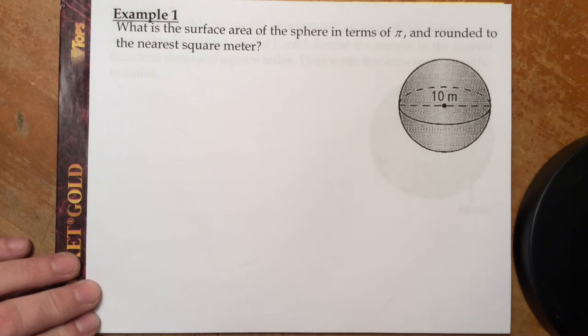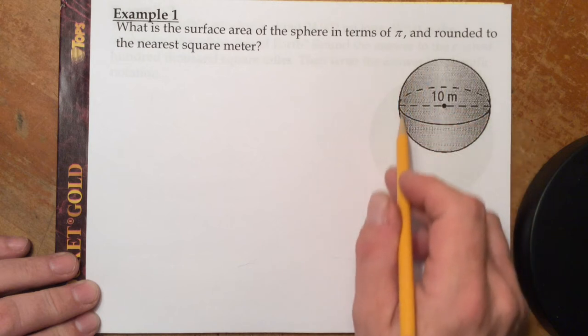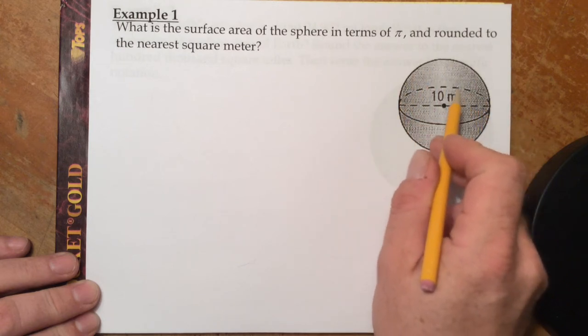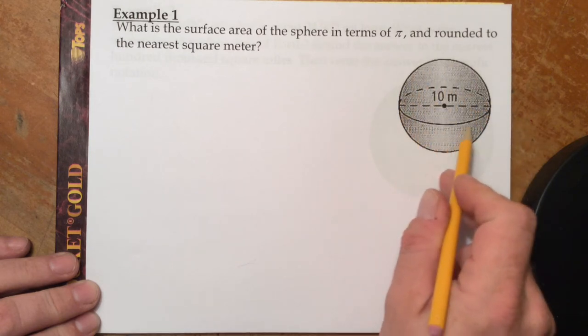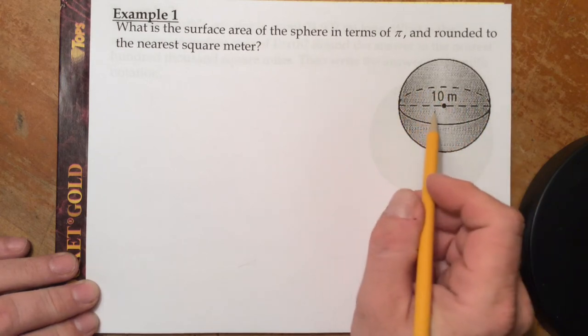These are examples for section 14.6, spheres, surface area and volume. Example 1. What is the surface area of the sphere in terms of pi and rounded to the nearest square meter? Here we have a sphere, and when we show a sphere, of course we draw a circle, but we also indicate this ellipse here to show that it's got the third dimension in it.